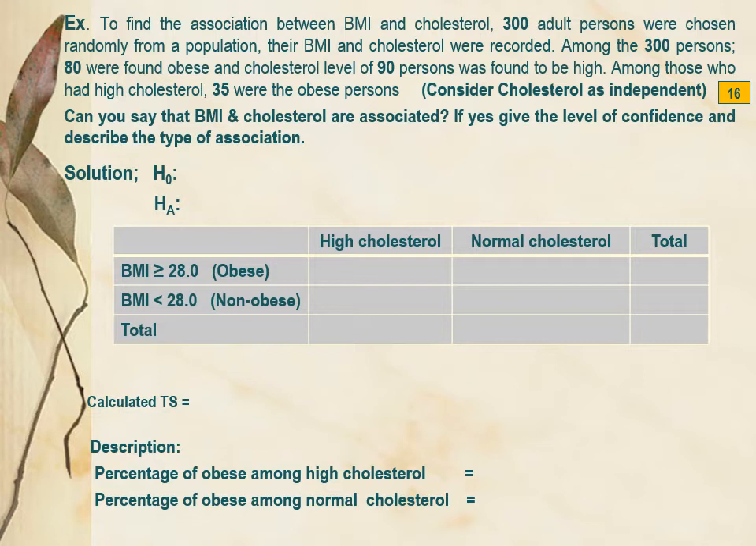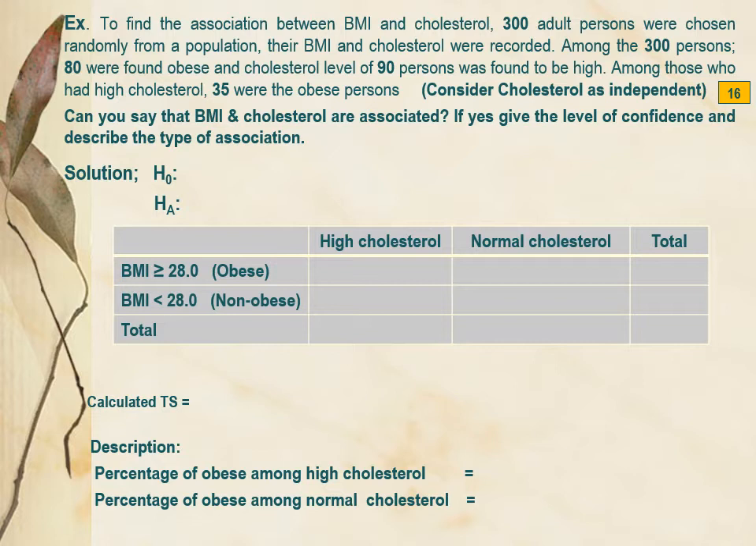You are given that cholesterol is to be taken as the independent variable. Okay. We prefer to take the independent variable in the column because that helps us to make a comparison with the percentages easily. We have discussed this in the frequency table, in the cross tabulation. The question here is, can you say that BMI and cholesterol are associated? For the answer of this question, you will calculate the chi-square value and you will compare that at p equal to 0.05. And if your calculated value is more than the critical value of the table, then you will reject H naught, that is yes. We can say that BMI and cholesterol are associated.